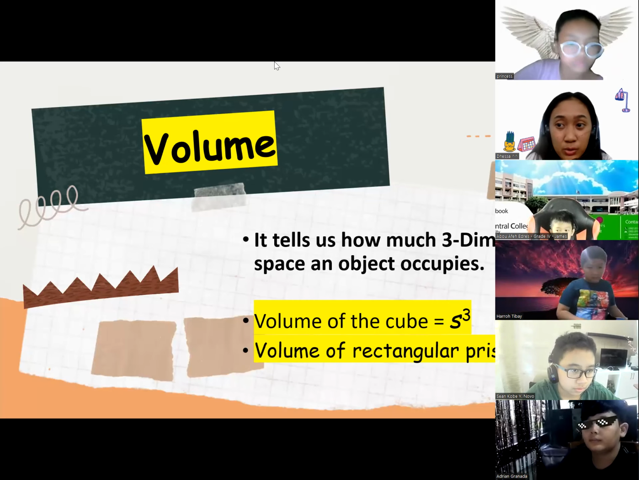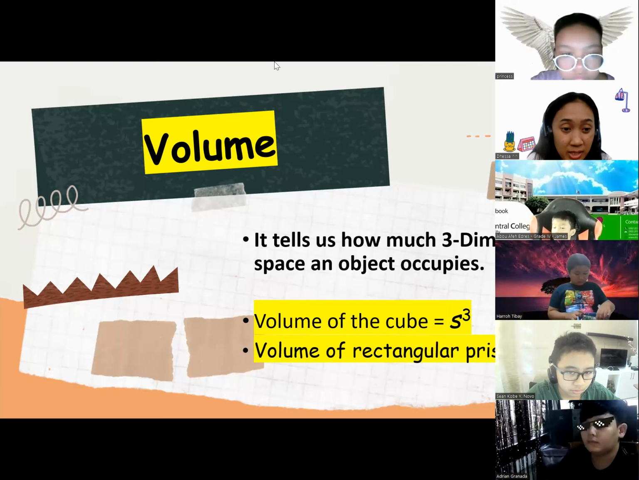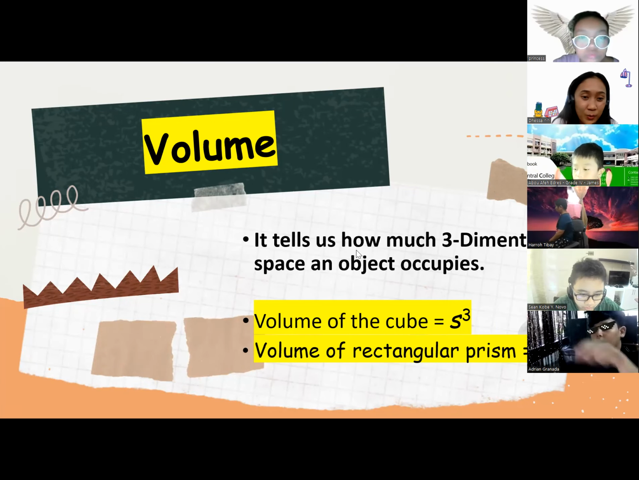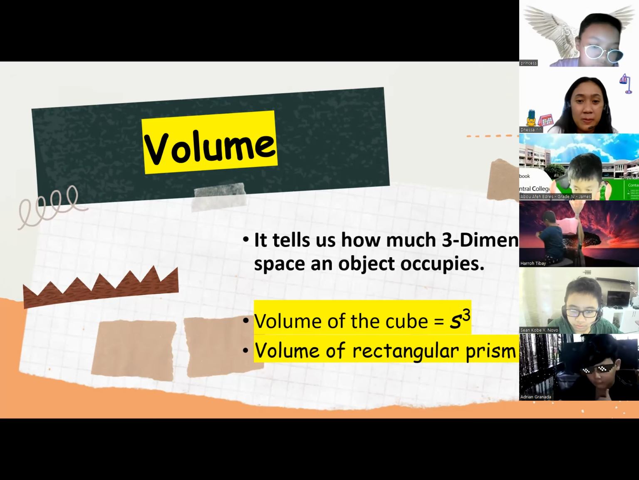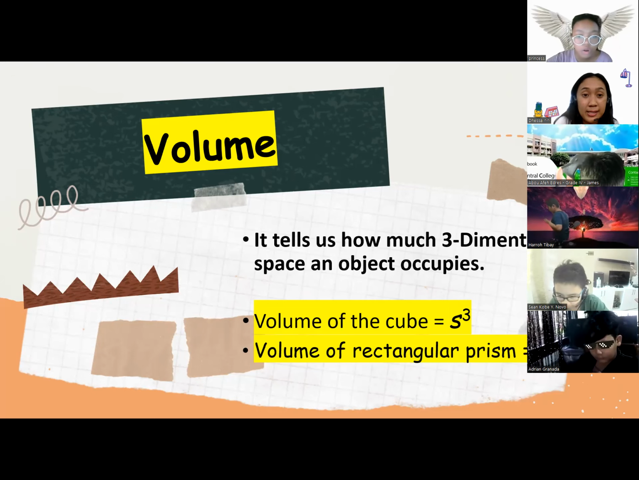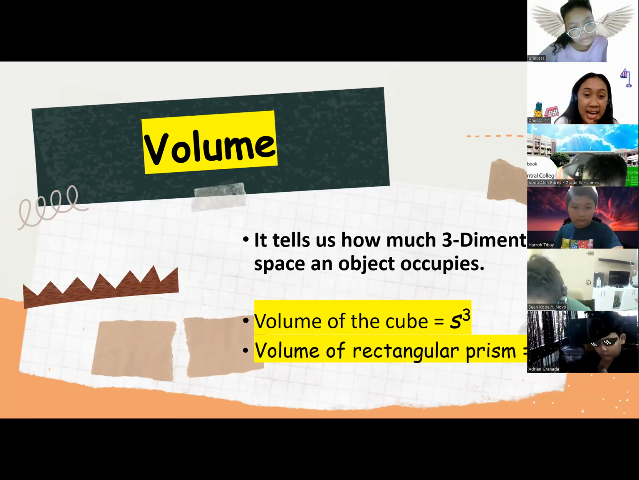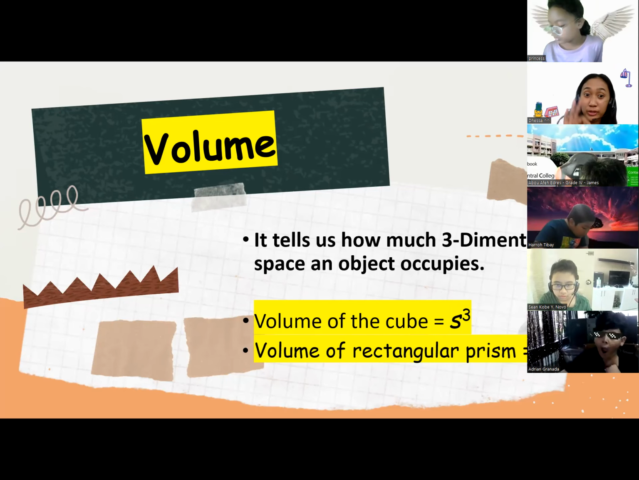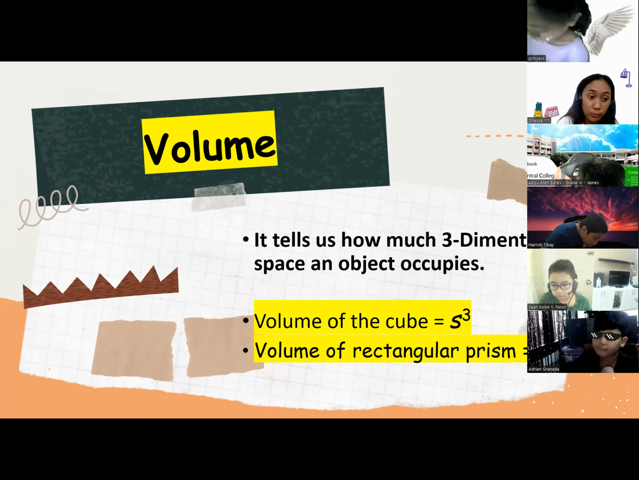Jillian, I wanted you to take note of the formulas. Can you do that? Thank you, Jillian. It is very easy. For your cube, you only need to multiply the side three times. And for the rectangular prism, you only need to multiply the length, width, and height. And don't forget, your unit should be raised to the power of 3, or cubed.